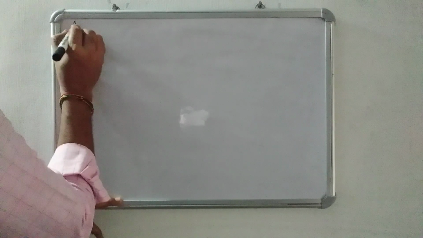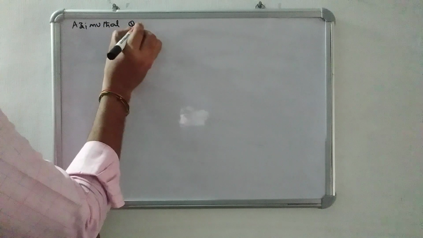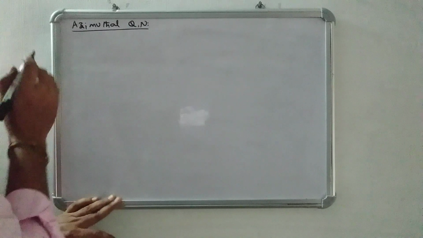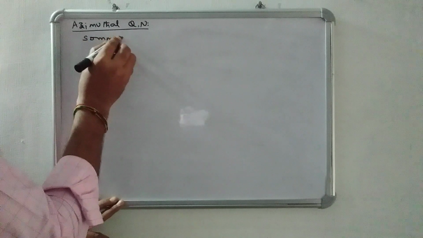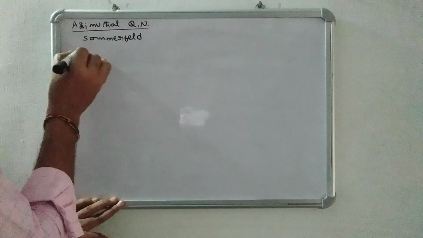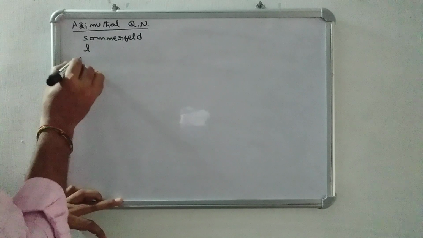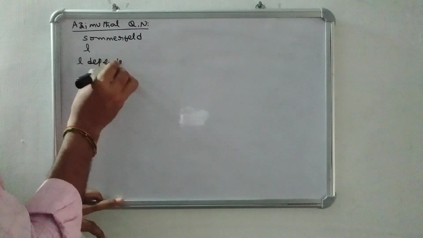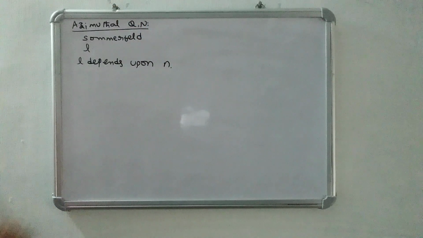The next quantum number is the azimuthal quantum number. This azimuthal quantum number was proposed by Sommerfeld. It is denoted with the letter L. The L value depends upon n.